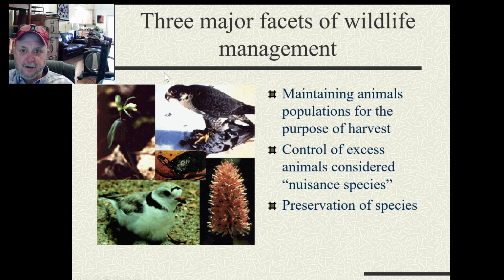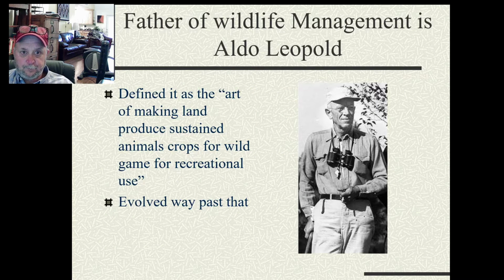There are three major facets of wildlife management, at least from the agency I came from, Game and Fish. One is to maintain animals for the population and purpose of harvest. I should have changed the order here. The second is the preservation of species. And the third is something you probably don't know much about, and Game and Fish doesn't do it, but the federal government does. And that's control of excess animals considered nuisance species.